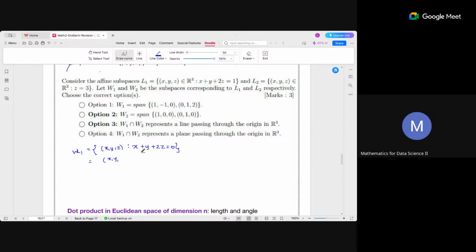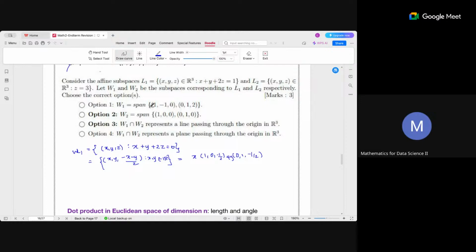So for example, z, if I am reducing, what will happen to z? z is nothing but minus x minus y by 2. So this is how it reduces. Now, what is the basis you will get? x times (1, 0, minus 1 by 2) and y times (0, 1, minus 1 by 2). Okay, so this is one way of doing.